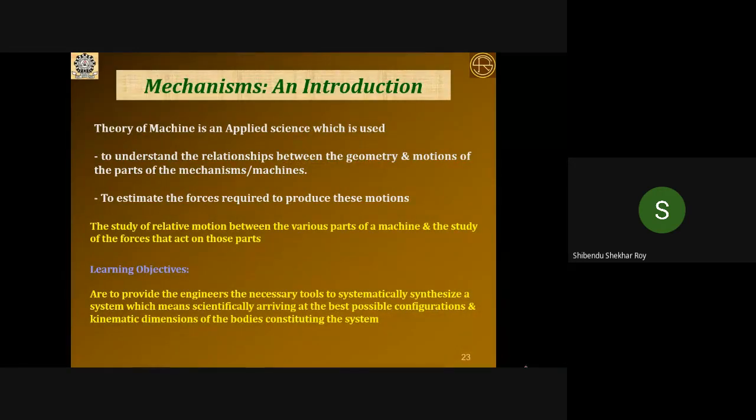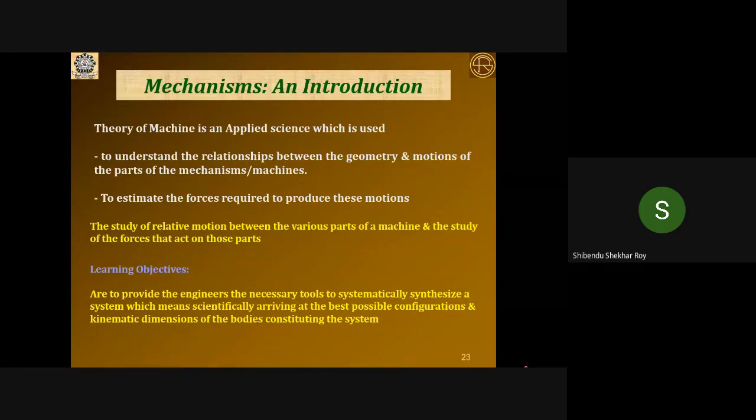Now, your subject is theory of mechanisms and machines. I already mentioned, it is an applied science, and it is used to understand the relationship between the geometry of your object and the motion of the parts of a mechanism or a machine, and also to estimate how much load is required to produce these desired motions. So this is the objective of this particular subject, theory of machines and mechanisms.